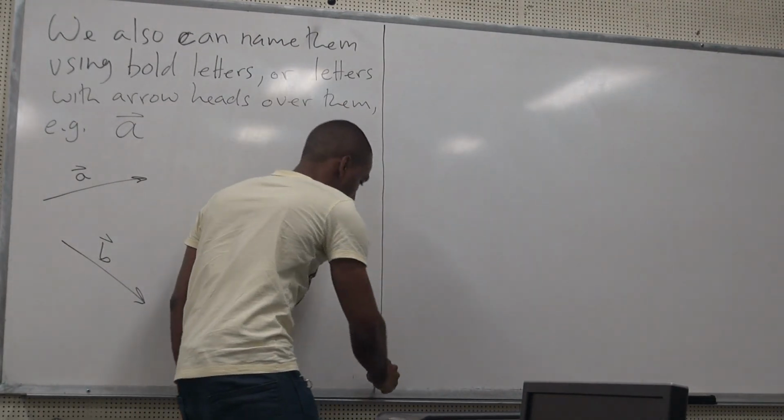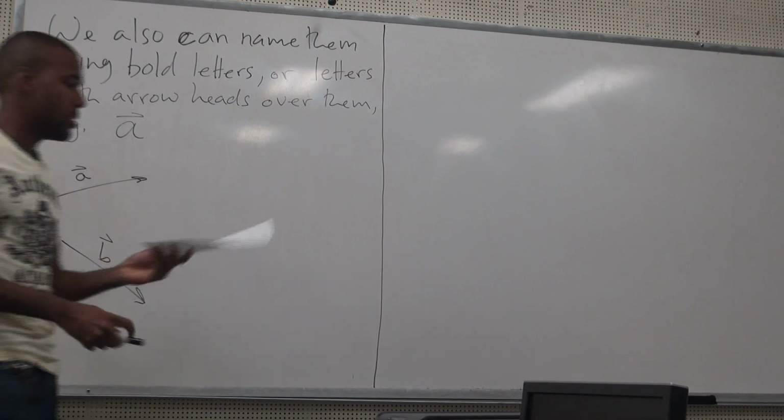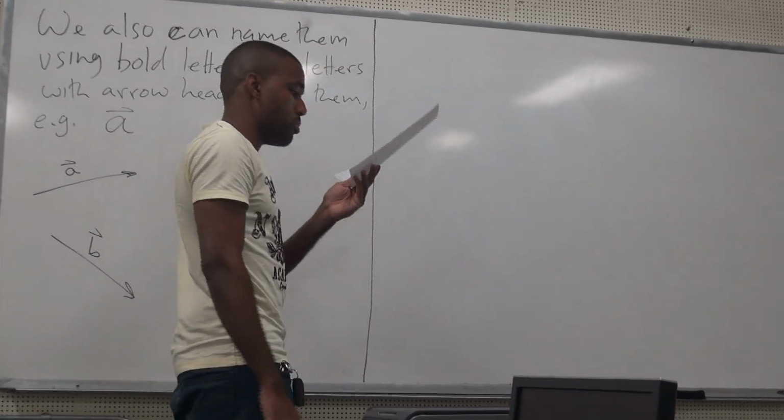Hopefully that becomes clear as we move on, but for now I'm just talking about what a vector is, how we can draw a picture of it, how we name it, and that arrow is a very important part of the notation. Right? Let's continue.